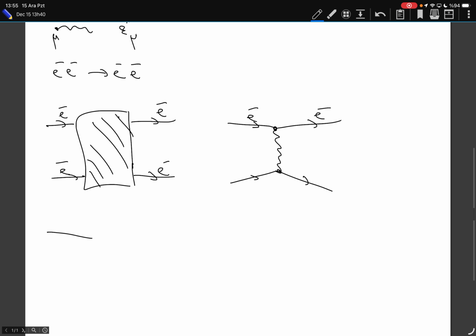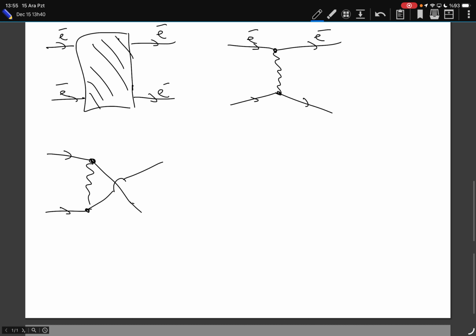Well, I can have the other contribution. You see, the topmost electron line comes in. It has to be attached to a vertex. There has to be a line coming out of that vertex, but that line can be the other outgoing electron. And similarly for the other line. So this is the other diagram that I can imagine.